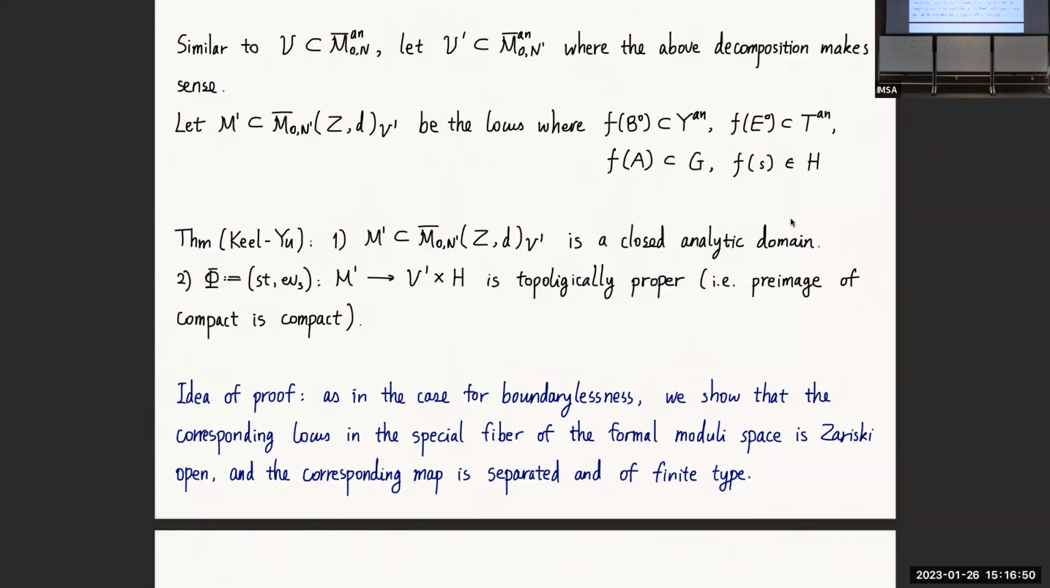So the idea of the proof for group is similar to the case of the proof for boundarylessness. There we show that the corresponding locus in the special fiber of the formal moduli space is directly open, and the corresponding map phi in the special fiber is separated and of finite type. And again, we use Temkin's reduction to relate separatedness of the special fiber to separatedness of the generic fiber. And then when we have something of finite type in the special fiber at the level of generic fiber, we get this topological problem.